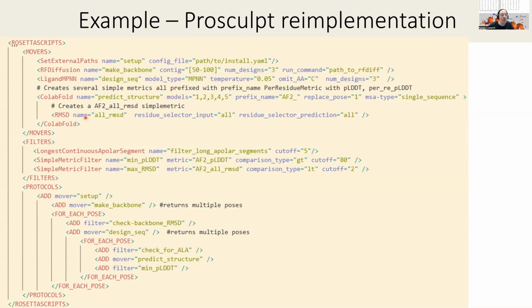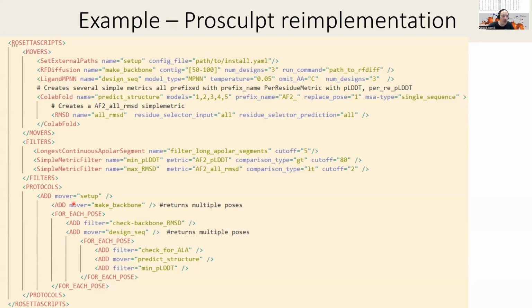Then you define a ColabFold mover to tell it which models it should run, should it replace the current pose, which type of MSA it should use, and maybe if it should also calculate some specific RMSDs based on residue selectors, for example. And then you would have filters, right? All the standard Rosetta filters and maybe some new ones. And then in the protocol section, I also envision some changes.